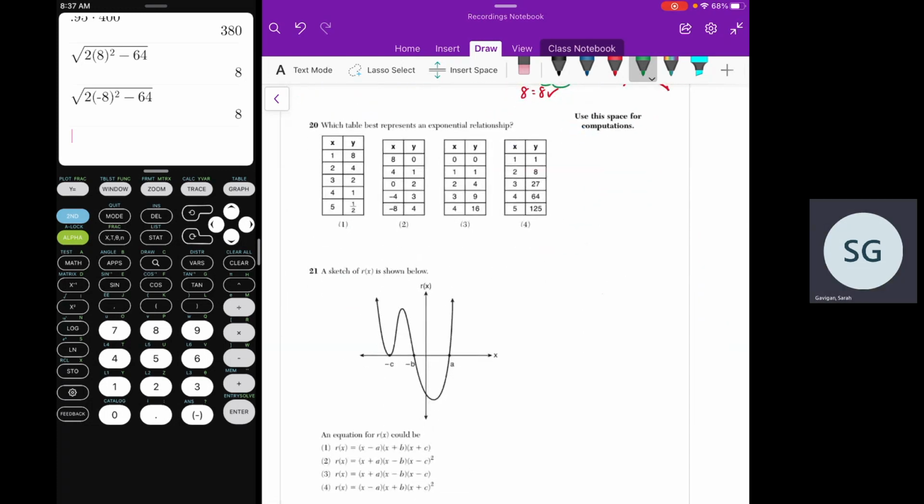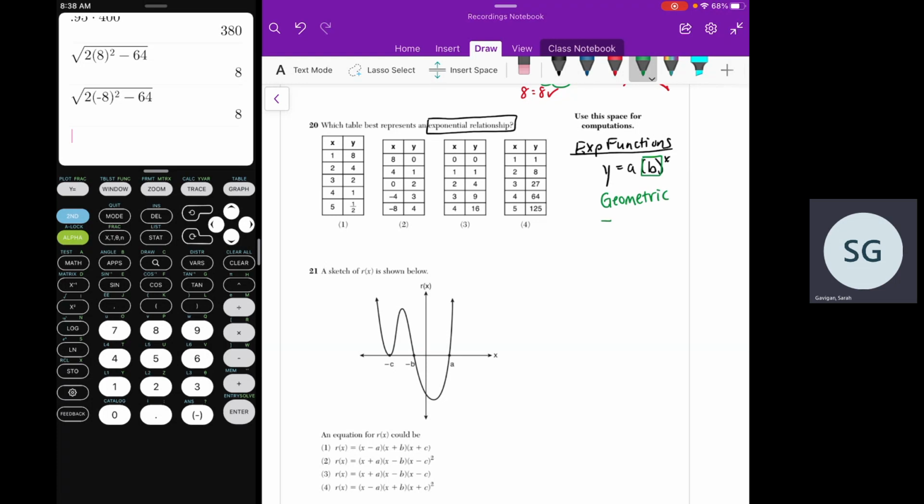All right, number 20. Which table best represents an exponential relationship? Okay, so some stuff you need to know about exponential functions. The general equation for an exponential function is y equals ab to the x. So if you're going to do an exponential regression, that's the equation that it looks like. And what we know with exponential functions is that there's a common multiplier. So these types of equations are geometric.